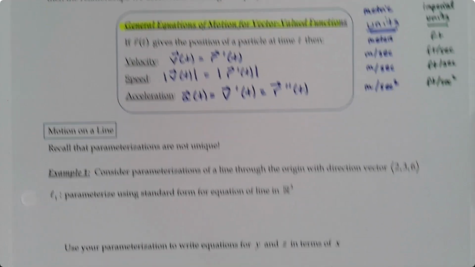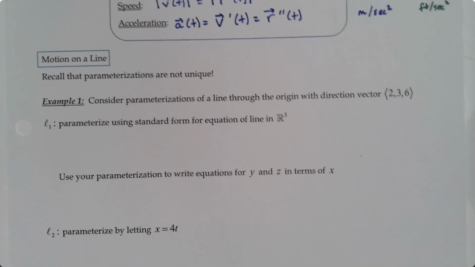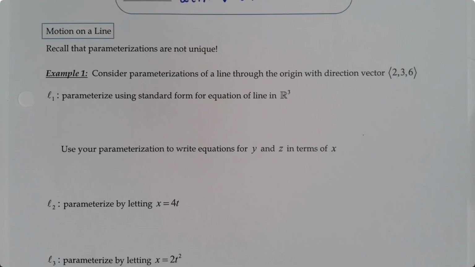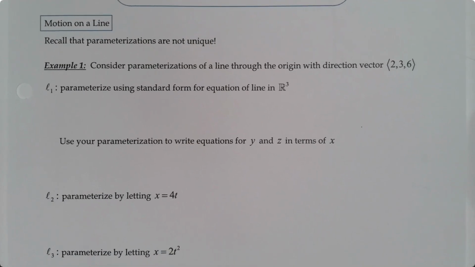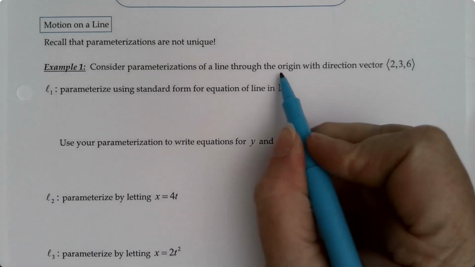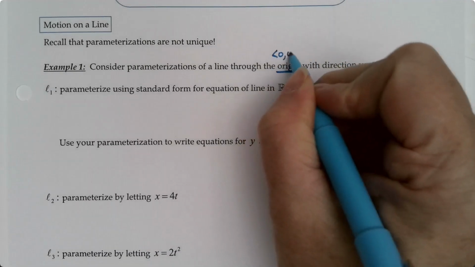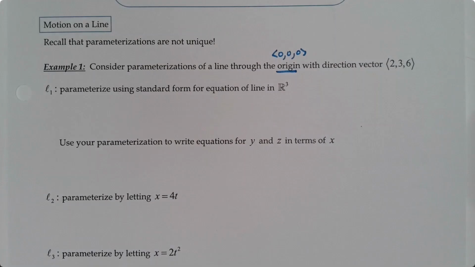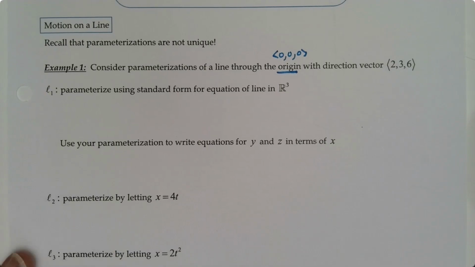Okay, so we kind of want to look at parameterizations a bit. So we're going to drive that with looking at motion in a line. So we're going to consider the parameterizations of a line through the origin. So notice that it goes through the origin. So that would be 0, 0, 0 in vector form with a direction vector of 2, 3, 6. So we're going to parameterize this line using the standard form for the equation of a line in R cubed.